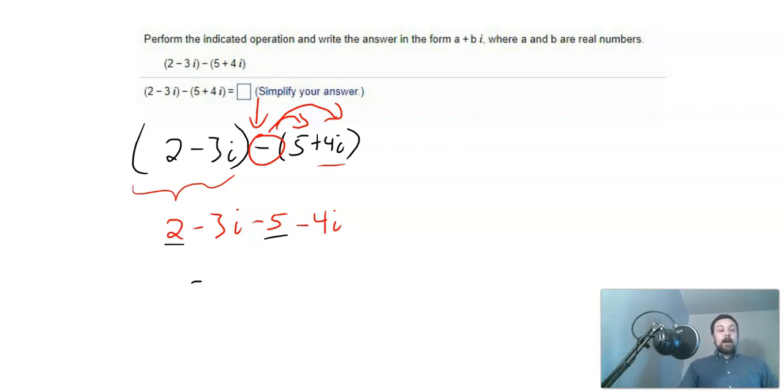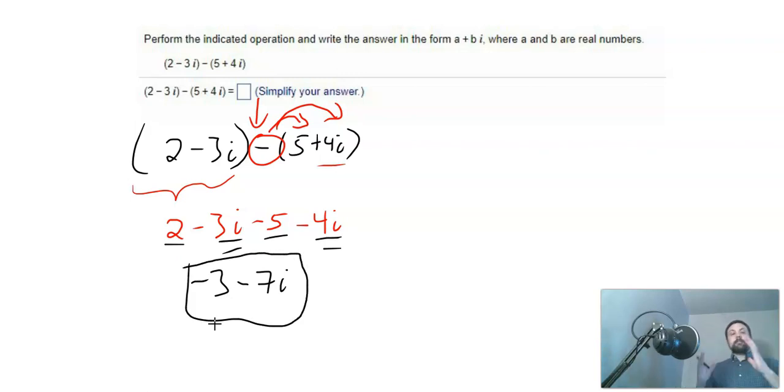So 2 minus 5 gives me -3. And then -3i is like terms with -4i because those terms both have an i. That makes them like terms. We combine them together and we get -7i. And so we get this result here.